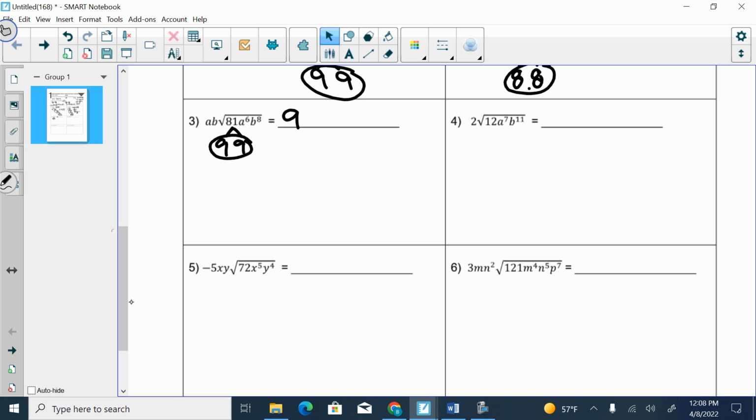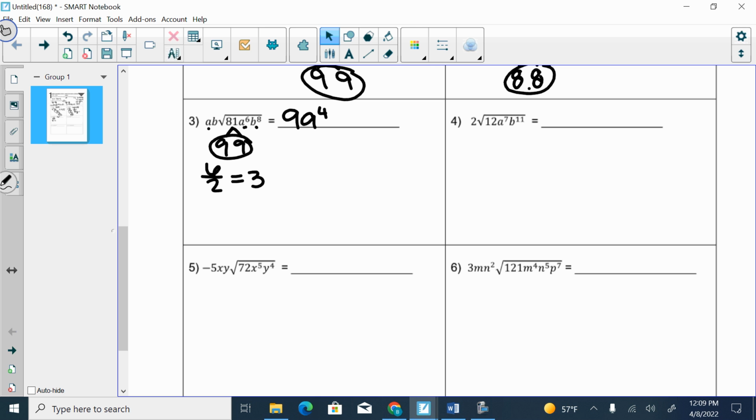Okay, my exponent for A underneath here is 6. Is that even or odd? Even. So what am I going to do to that 6? Divided by 2. Very good. So 6 divided by 2 leaves us with 3. Okay, so we're going to get to take out a to the third, right? And there was already one a out there. So how many a's is that altogether? If we're taking out 3 and there's already one there. Very good. We got a to the 4th.